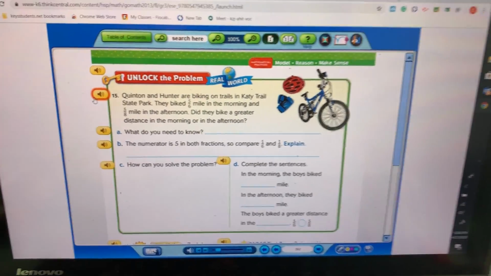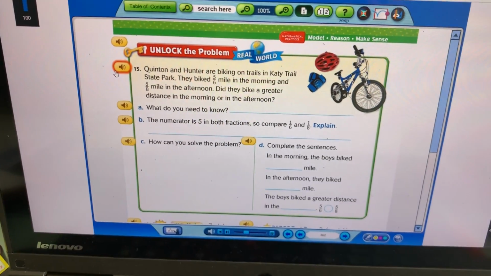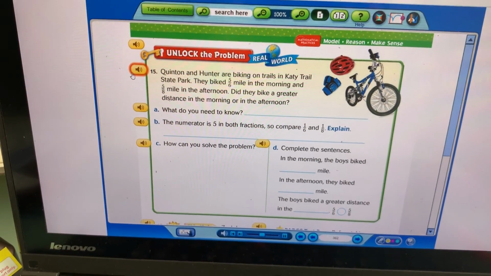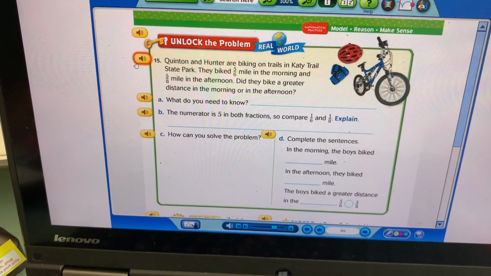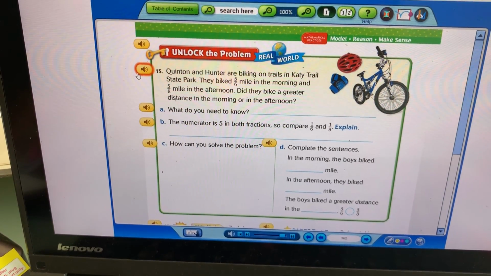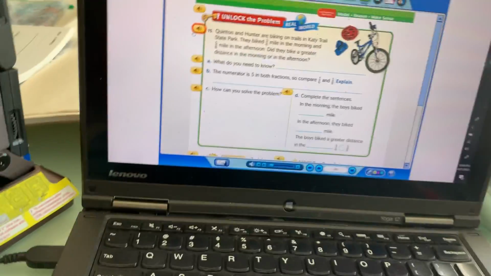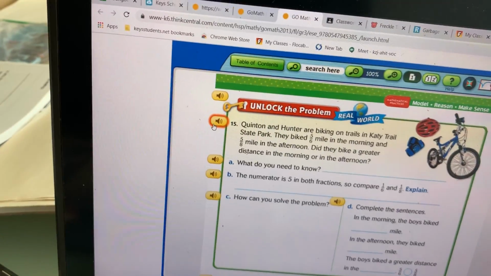15. Quentin and Hunter are biking on trails in Katy Trail State Park. They biked 5/6 mile in the morning and 5/8 mile in the afternoon. Did they bike a greater distance in the morning or in the afternoon? Okay, so what do we need to know? Which distance is greater?